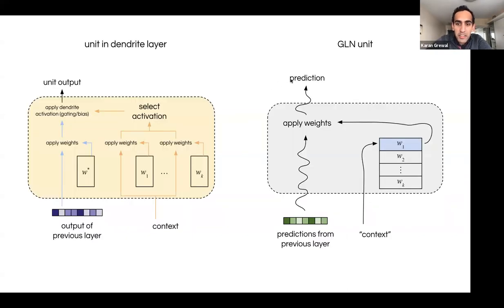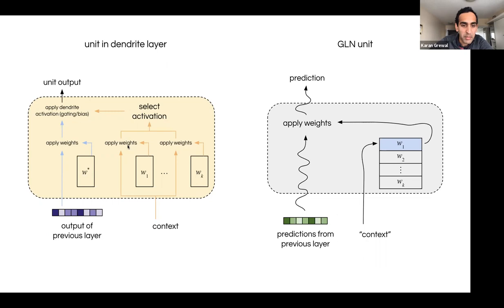Okay, so to compare this to our dendrite layers that we've been working on, here's how it differs. Here, I put context in quotations because really it's just their regular input, whereas our context is really a context because it's something we derive based on the input. So their context picks out which weight to use, and then they apply that to the predictions from the previous layer. In our case, all these W's are the different dendrite weights, all weight vectors that we apply to our context input, and W star here is the feed forward weight.